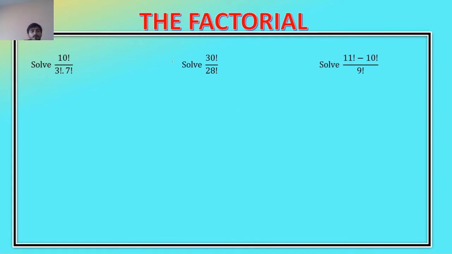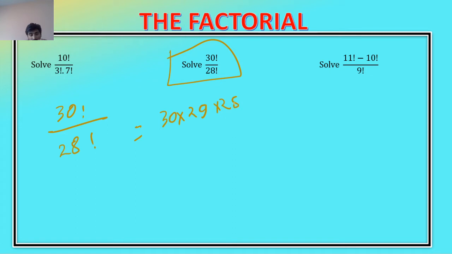Okay. Now coming to this question. If we have 30 factorial by 28 factorial, can I write this as 30 into 29 into 28 factorial divided by 28 factorial, right? So this and this will cancel. What will be left? 30 into 29. So that will be how much? 30 times 29 is 870. So 870 should be your answer.